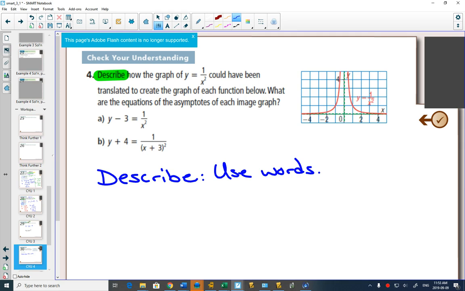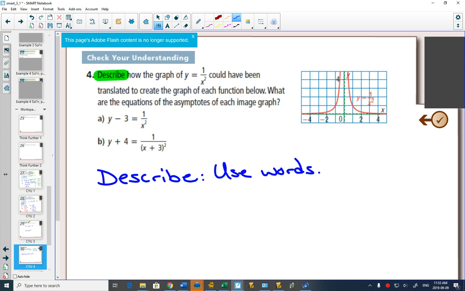So describe how the graph of 1 over x squared, so there's another new one, although you saw 1 over x squared, maybe you called it a volcano graph in grade 11 or something. You saw that at the end of your grade 11 course. How could it have been translated to look like these equations? What are the equations of the asymptotes of each image graph?